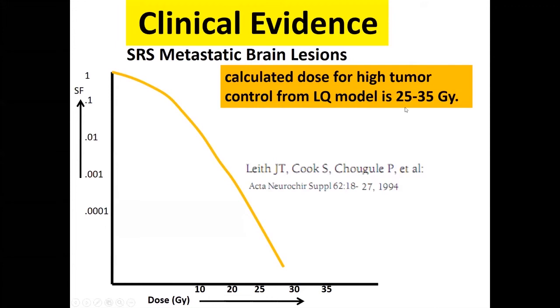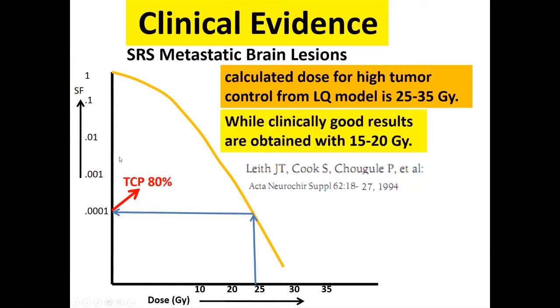So if you concentrate on this cell survival curve, if you deliver 25 gray, it will reduce survival fraction to this extent so that it translates into a tumor control probability of 80%. So this was calculated before treatment from the linear quadratic model. But when the treatment was actually carried out, they observed that a similar tumor control probability was observed at a much lesser dose, that is 15 to 20 gray.